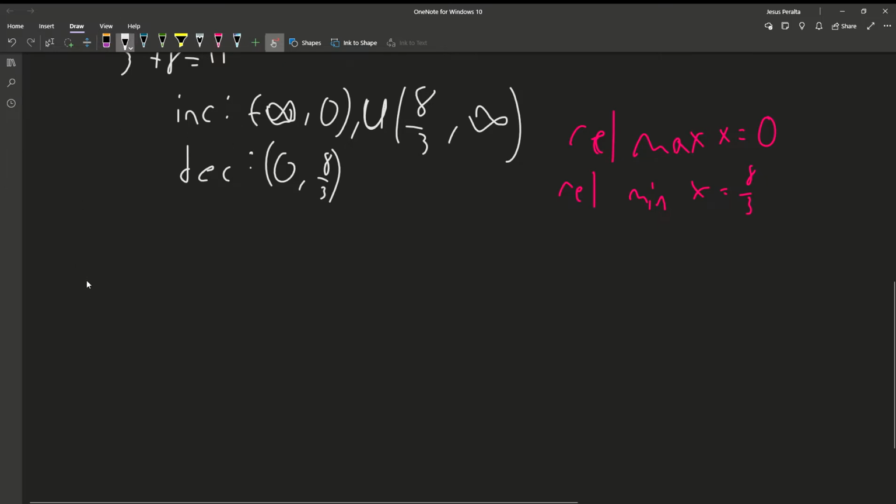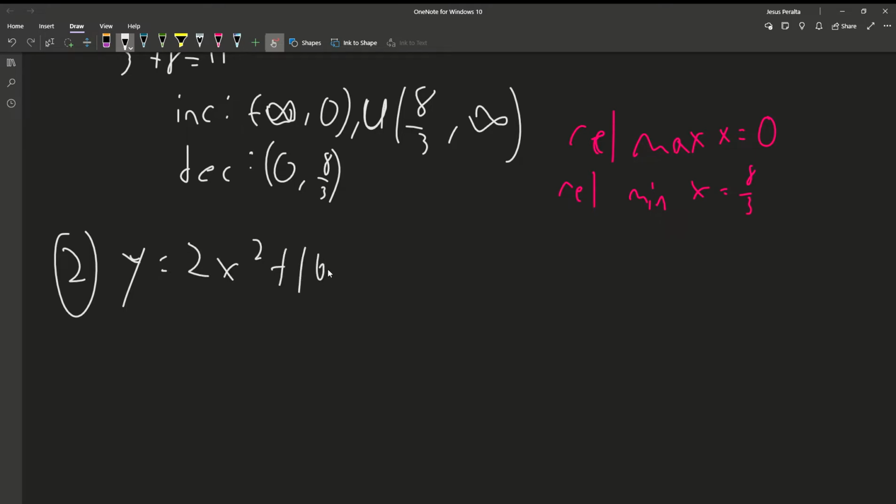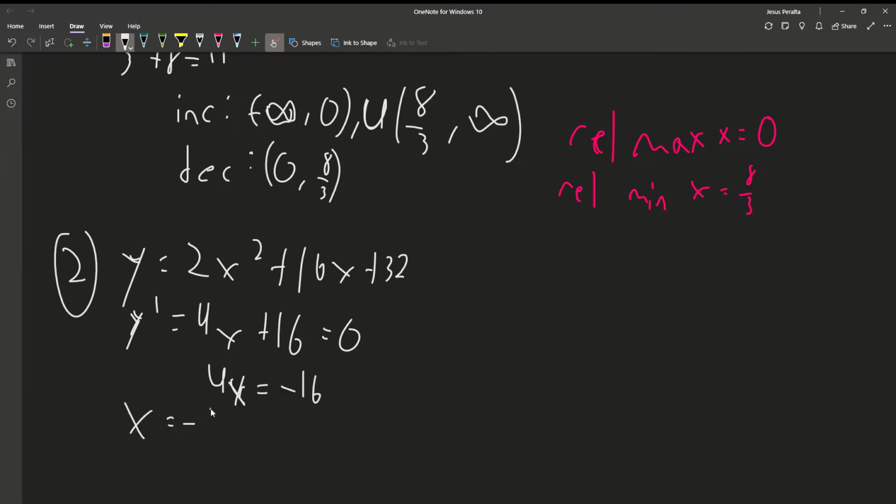So number 2, we have y is equal to 2x squared plus 16x plus 32. Alright, first step, find the derivative. Always. We have 4x plus 16, and we set it equal to 0. It's going to be 4x is equal to negative 16. Since you would subtract, you divide both sides and you get x is equal to negative 4. That is our critical number. It's our only critical number.